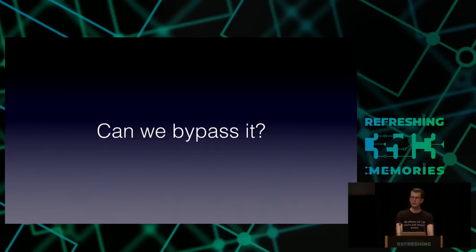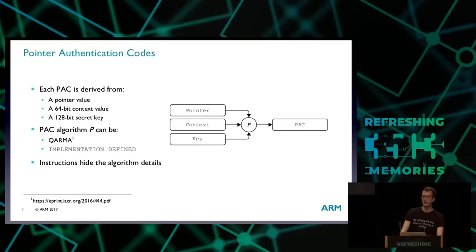Can we bypass it? Maybe. I don't know. But we can take a look at how that thing is implemented. If we take a look at the ARM slides, you can see that PAC is basically derived from a pointer and a 64-bit context value and a key, and we put all of that in an algorithm P. And that gives us the PAC, which we store in the unused bits. The algorithm P can either be QARMA, or it can be something completely custom. And the ARM instructions kind of hide the implementation details.